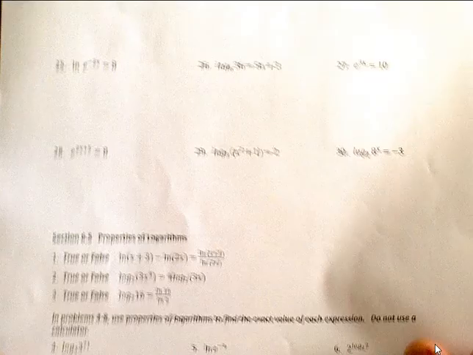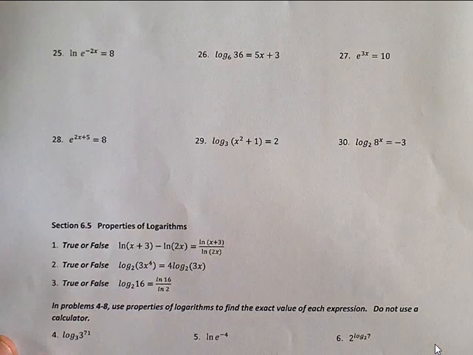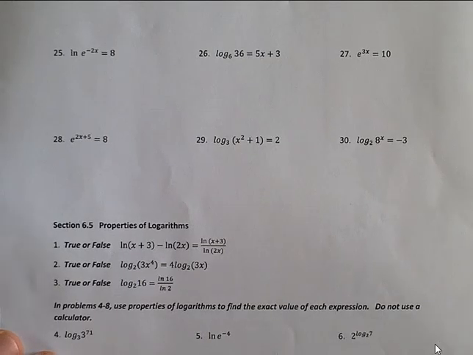Some more of the same on the next page, 22 through 30. Again, you're solving. They're a little bit higher level, but some of them are exponential and some of them are logarithmic. If they're logarithmic, rewrite them in exponential form. So look at number 24.